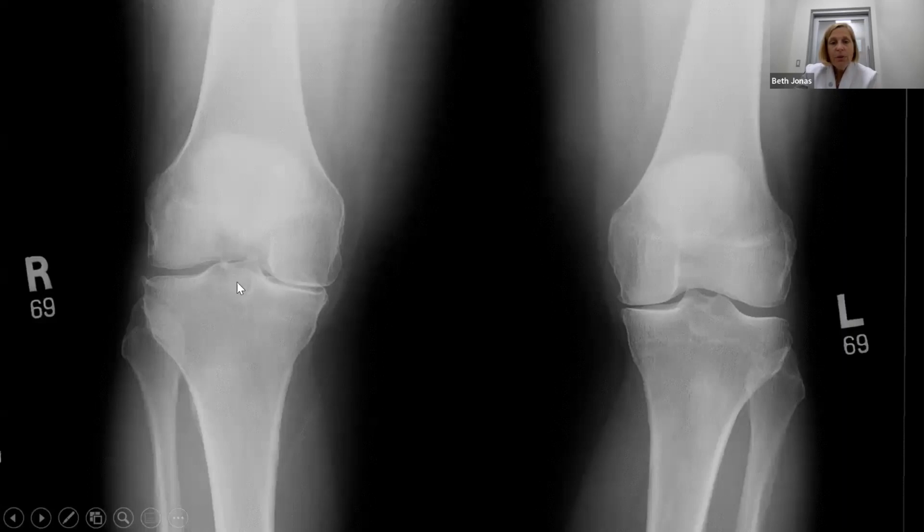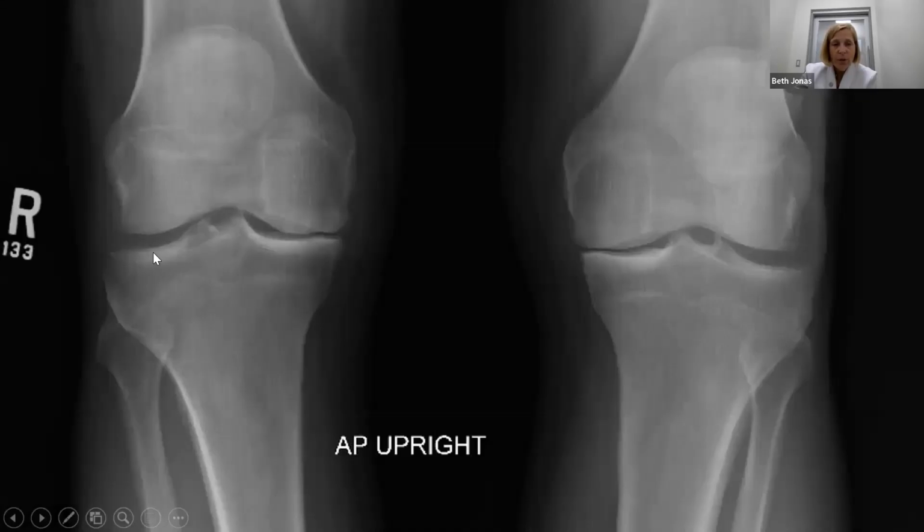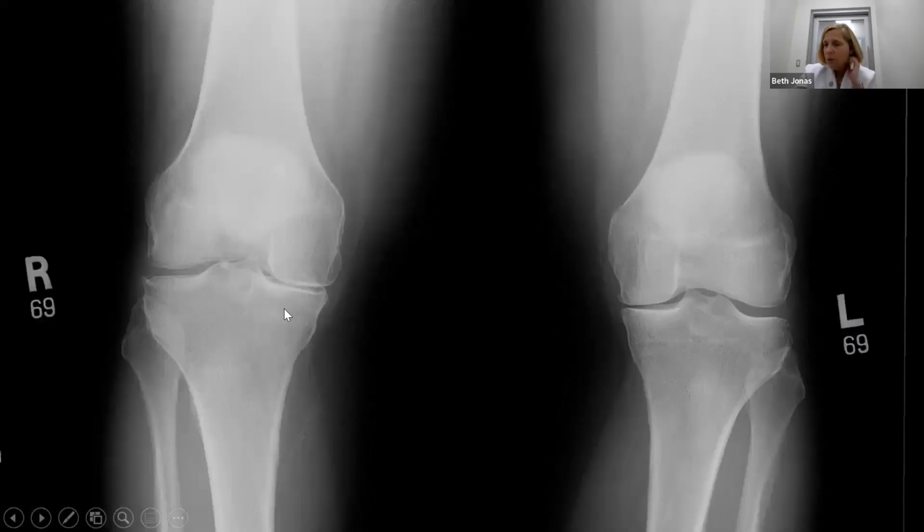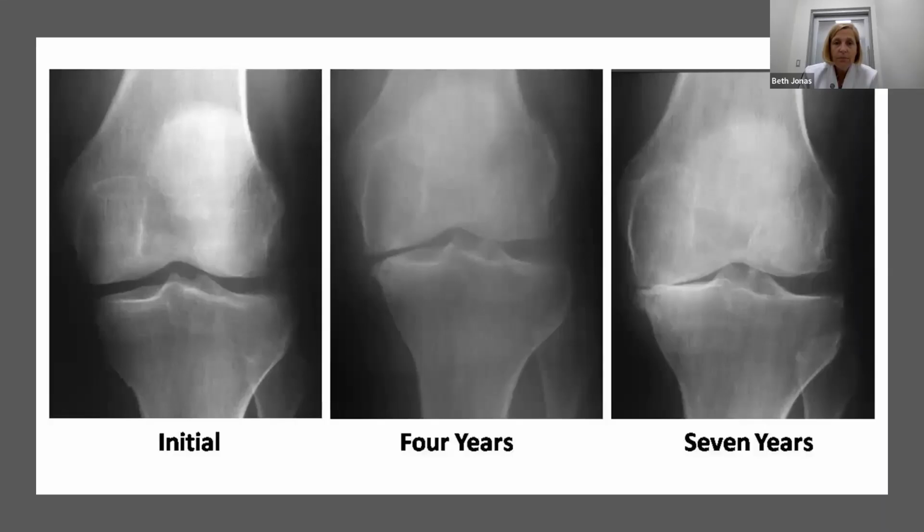As opposed to this knee, where it's not exactly uniform, but it's much more uniform than the previous one. You see the lateral joint width much wider than the medial, and here pretty much closer. So much more uniform joint involvement in patients with inflammatory disease.